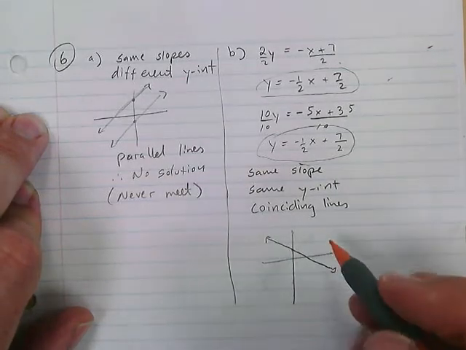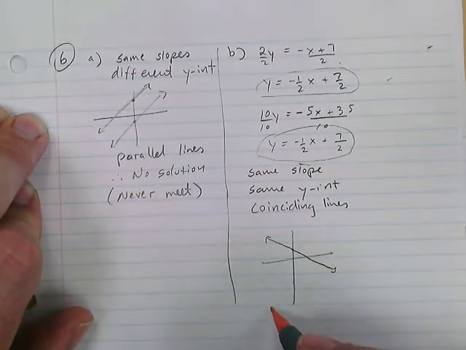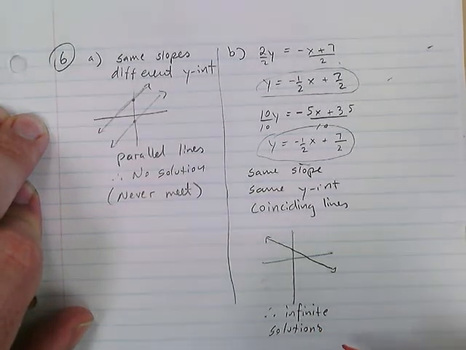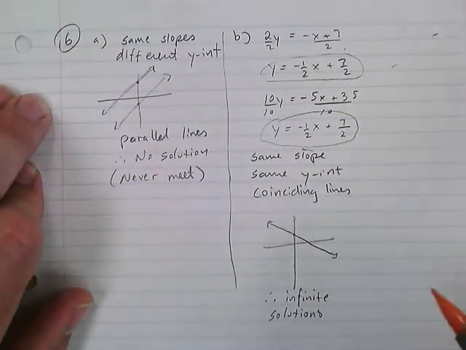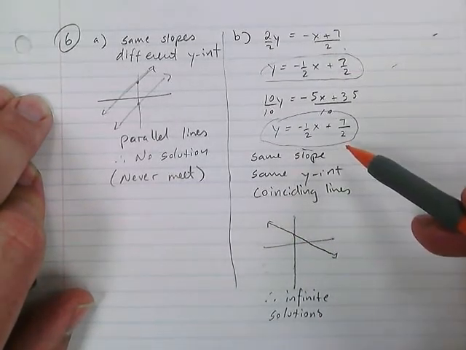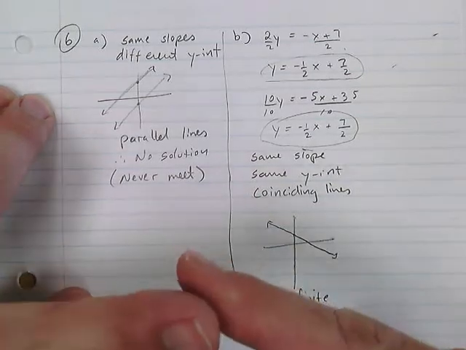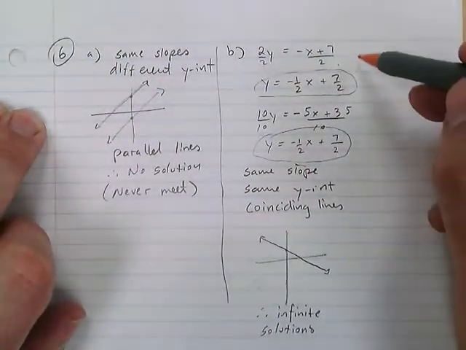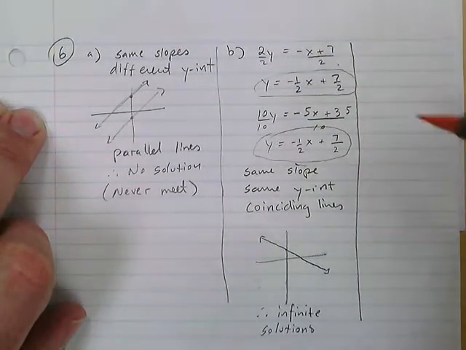So same line. So we have infinite solutions. Infinite solutions, infinite number of solutions, because every single point on one line is also on the second line. It's like two stacked lines or the same lines, right? So you have that scenario. And C, let me see.